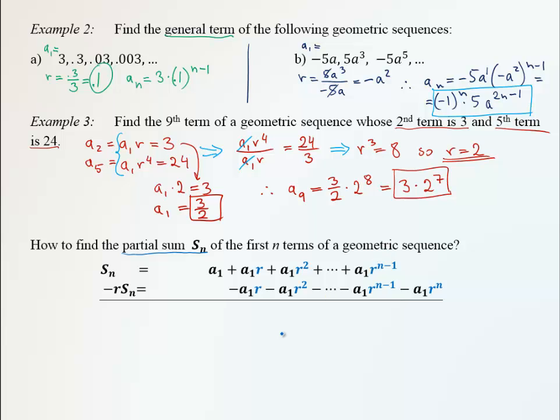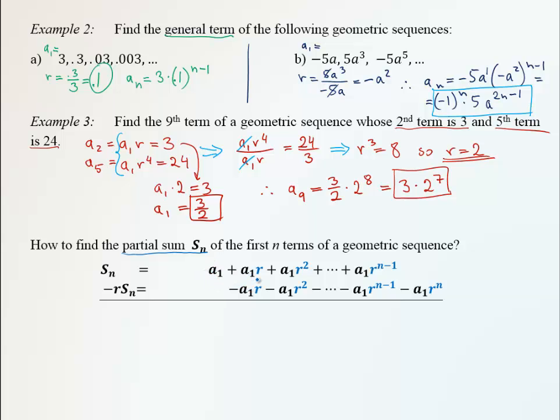of a geometric sequence. Let's write the Sn. So it's a sum of first n terms, a1 plus a1r until a1r to the n minus 1. And then we're making a trick like that. We're subtracting the same sum but multiplied by r in order to move each term one column forward.